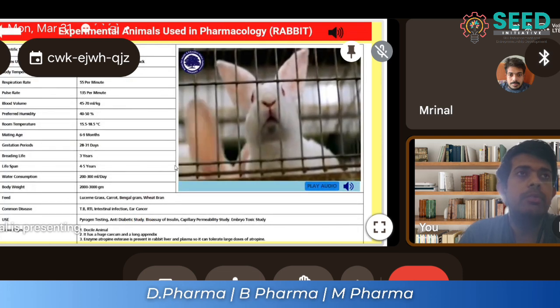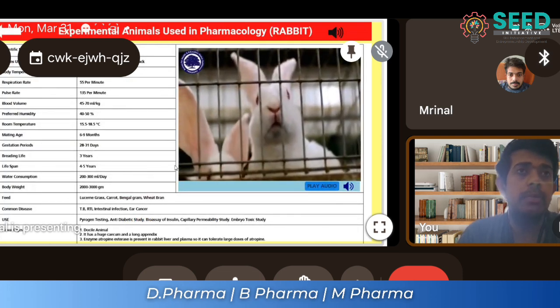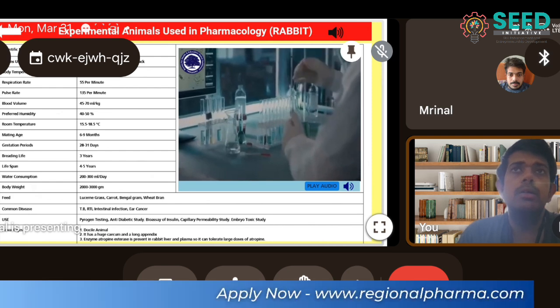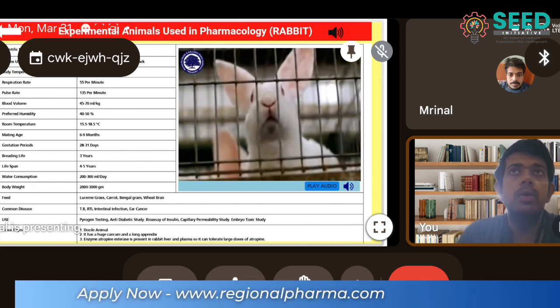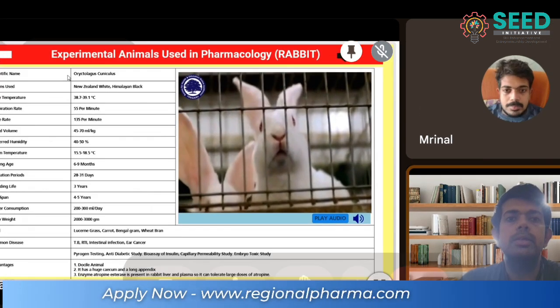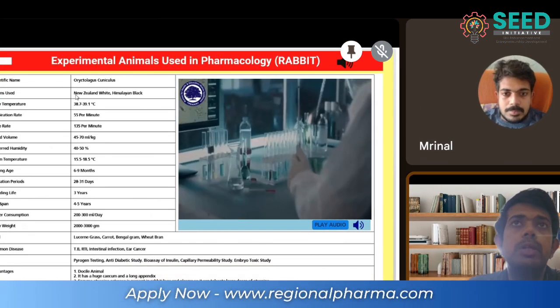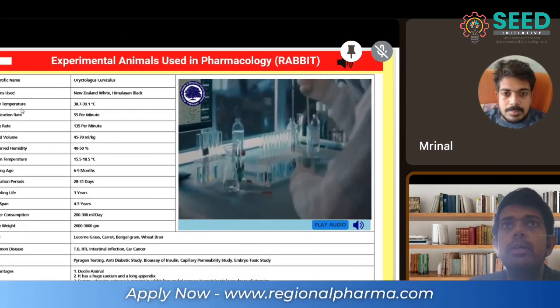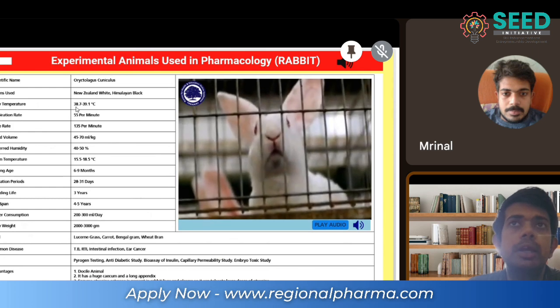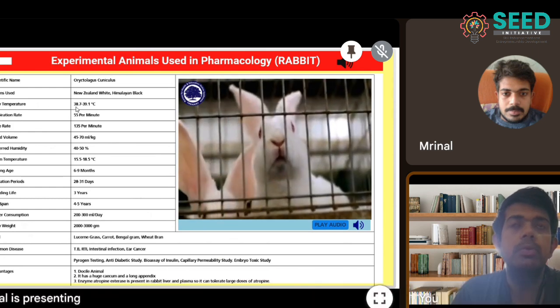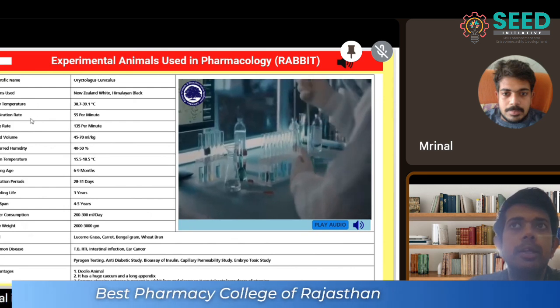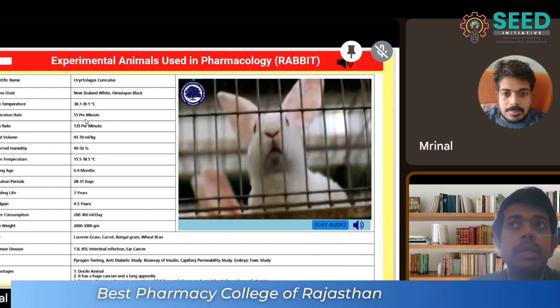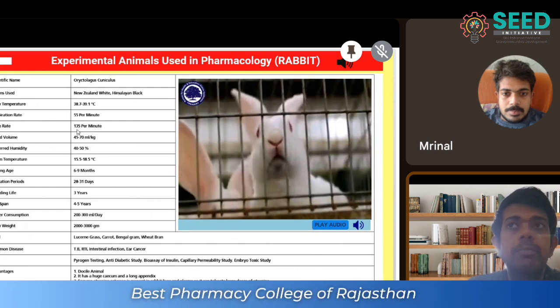You can see a video is playing in a rabbit cage, and many details are mentioned, like its scientific name, which is Oryctolagus cuniculus, New Zealand white and Himalayan black. The body temperature is 38.7 to 39.1 degrees. Respiratory rate is 55 per minute. Pulse rate is 135 per minute.